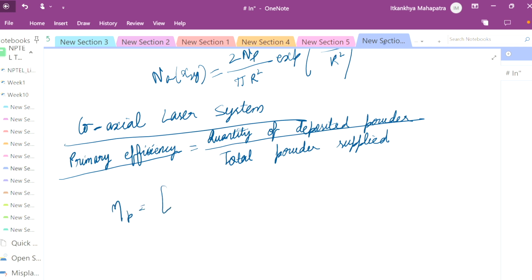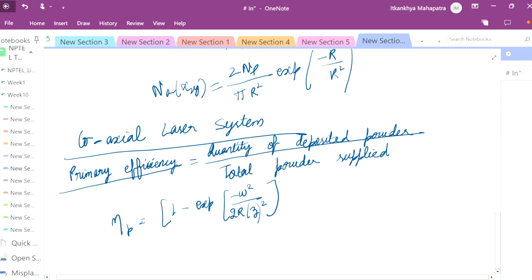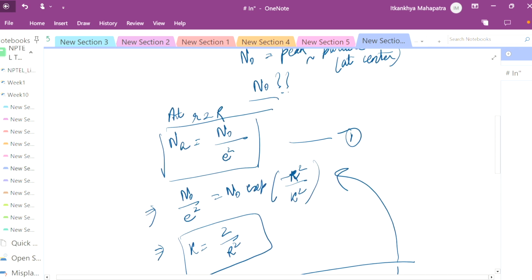NP is equal to 1 minus exponential minus W square divided by 2R Z square. Okay, with W the width and R the radius. Okay, this is Z square. Width is given in some question, R is given, and you will get all the values, you will get the primary efficiency. Now we will go to the next slide.